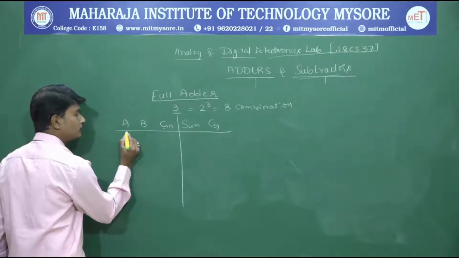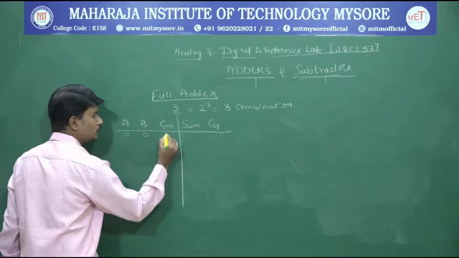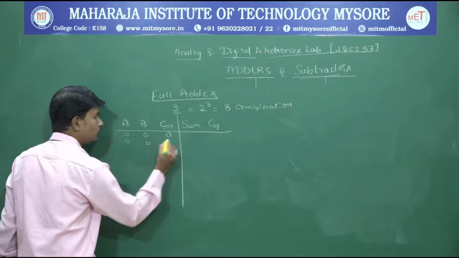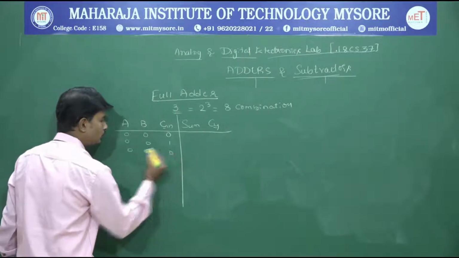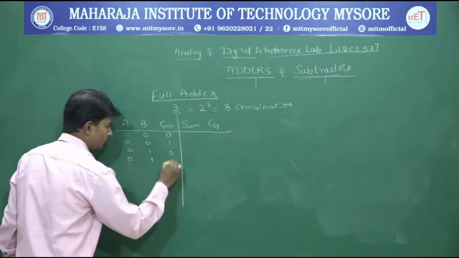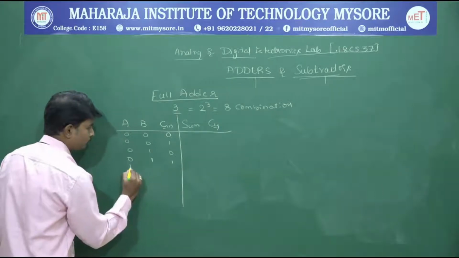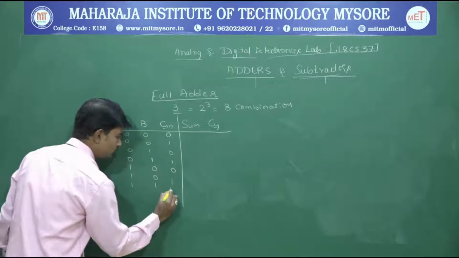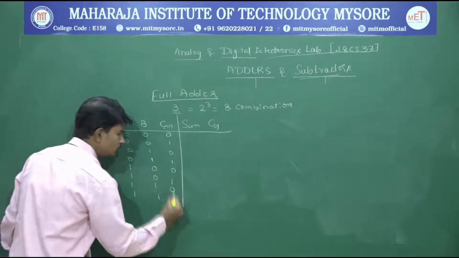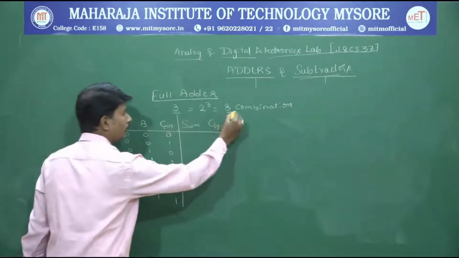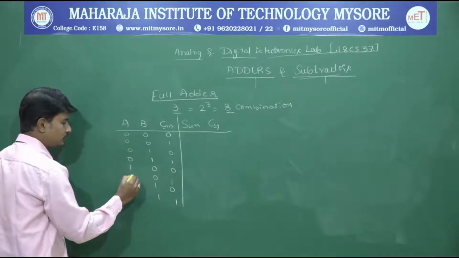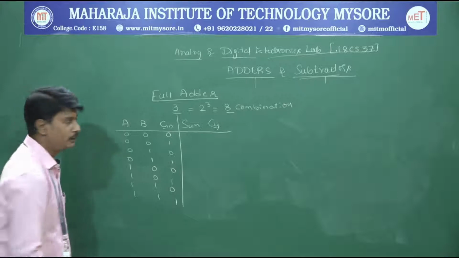Let's write down the combinations for these three input variables. The first combination is 0, 0, 0, next 0, 0, 1, 0, 1, 0, 0, 1, 1, 1, 0, 0, next 1, 0, 1, next 1, 1, 0, next 1, 1, 1. As I told you before, it is going to have 8 combinations. So 1, 2, 3, 4, 5, 6, 7, 8, total 8 combinations.